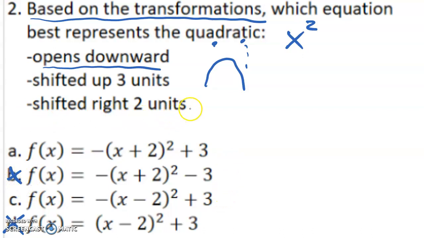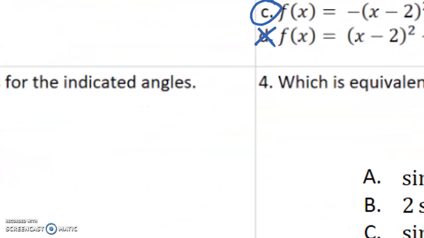And shifted 2 right units. So I'm thinking of an expression that's going this way. When I'm going that way, I think of something that's happening later than normal, and that to me says that we are subtracting 2 from the input. Okay.